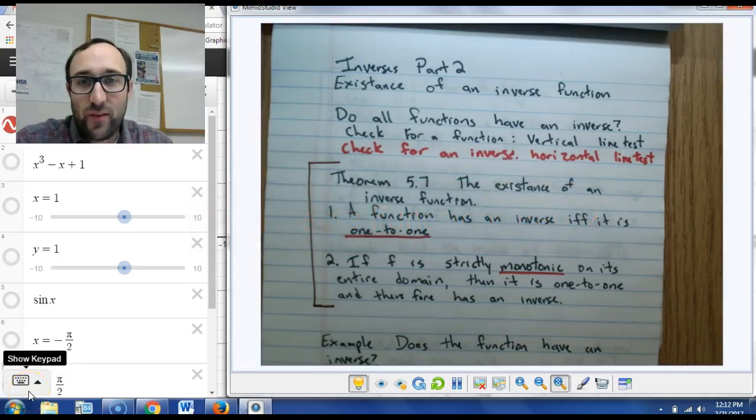Hey everyone, welcome to 5.3 Part 2, Inverses, and we're talking about inverses as they are dealt with in calculus.